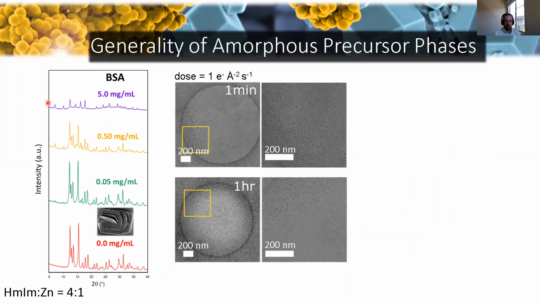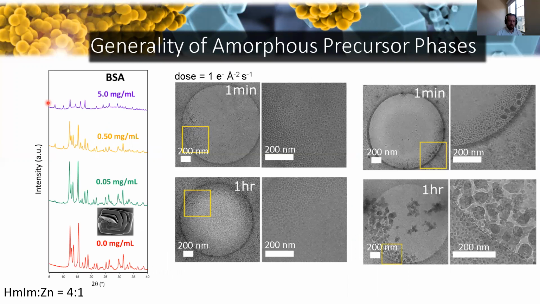So I won't go through the details, but we also found a similar but importantly different mechanism when you just change the metal ligand ratio from 35:1 to 4:1. It was already known in the biomorph literature that there should be different mechanisms when you change these, but both of them still occur through these amorphous precursor phases.